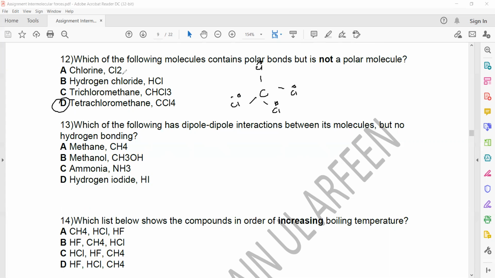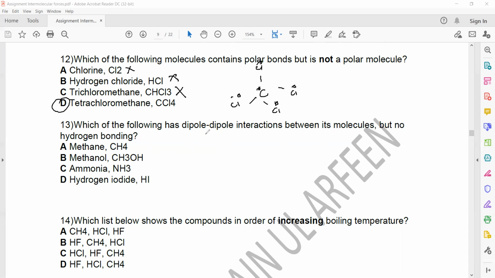In this case, the bonds are not polar. Hydrogen chloride's bonds are polar and the molecule is also polar. But here the bonds are polar, partial negative and positive, but overall the molecule is symmetrical. That's why it is a non-polar molecule.